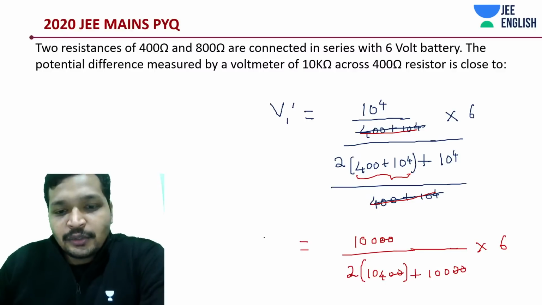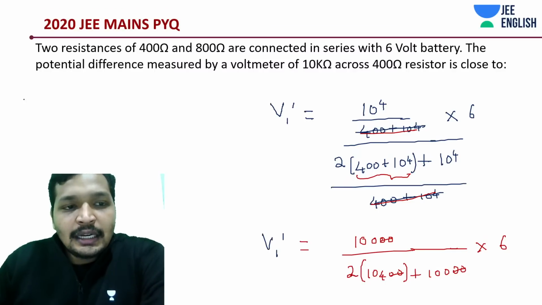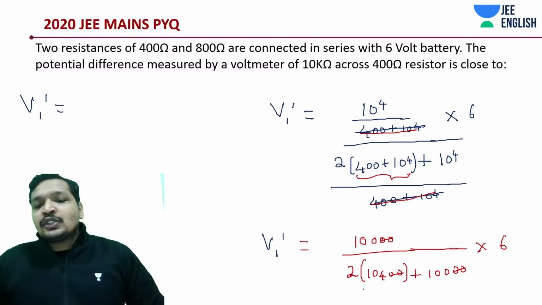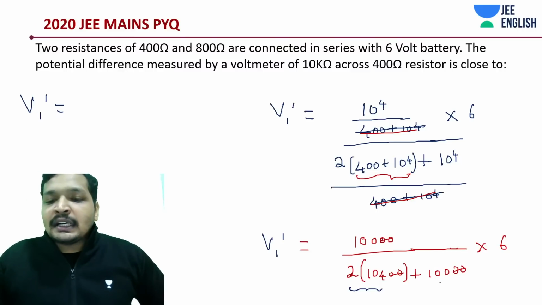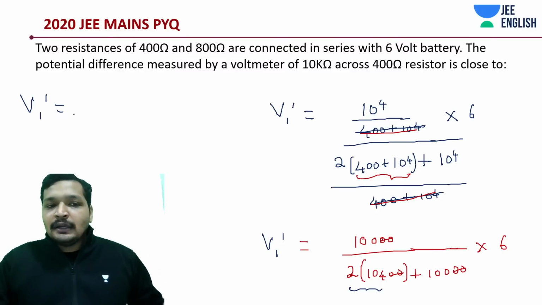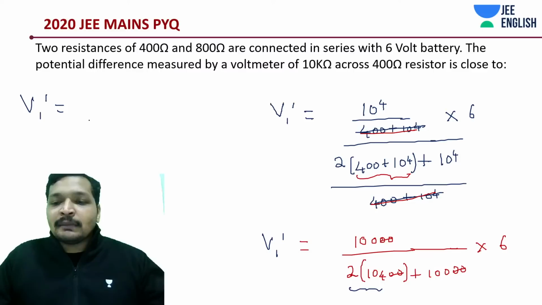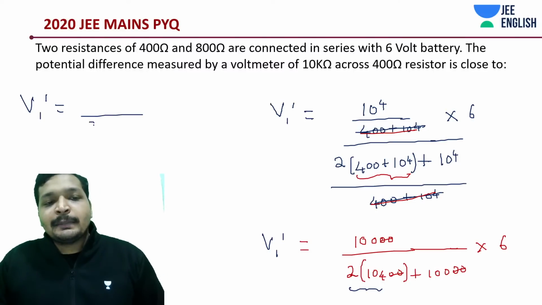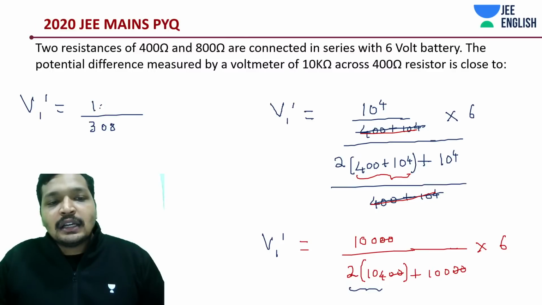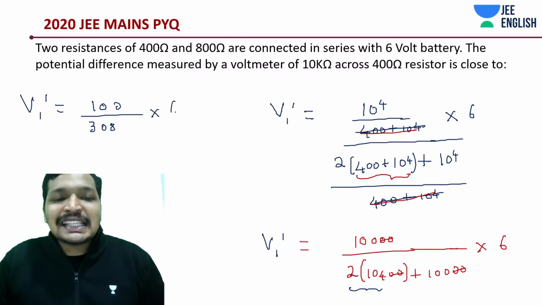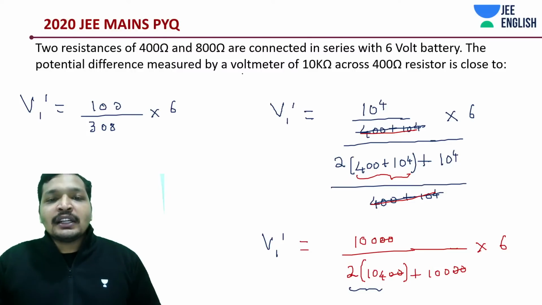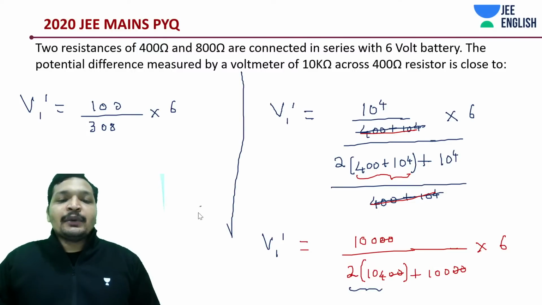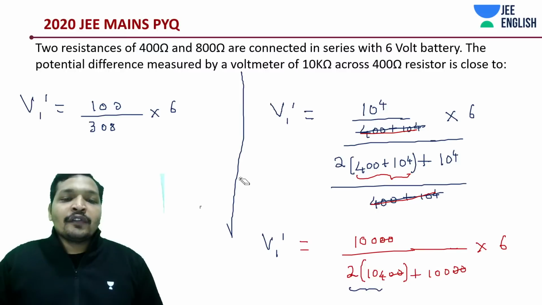This is going to be V1 dash, and the V1 dash value is going to be 2 into 104, that's 208. 208 plus 100, that's going to be 308, correct? Let's keep it as it is. 308, 100 divided by 308 into 6. This is easy. This is definitely a lot easier than calculating individual resistances and doing all of the math.